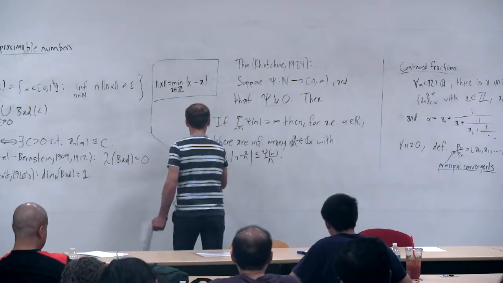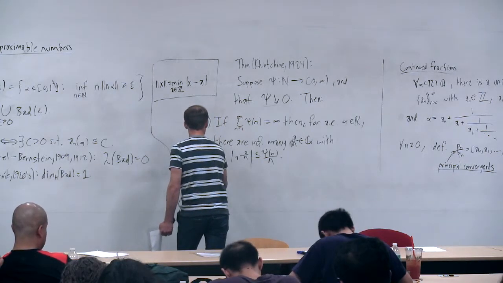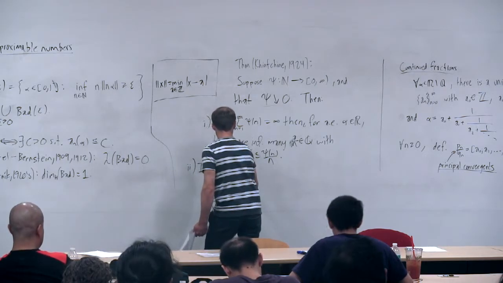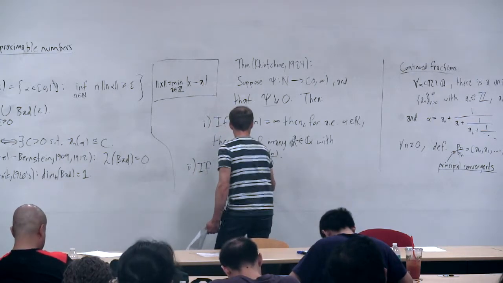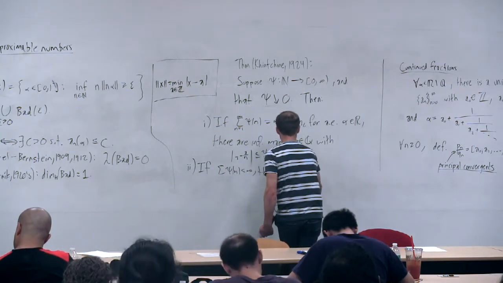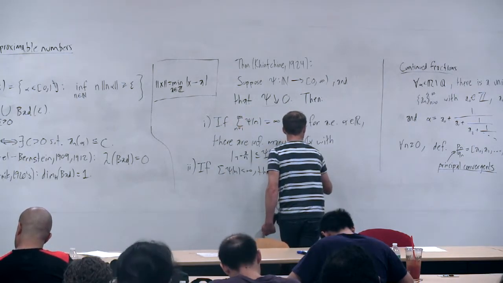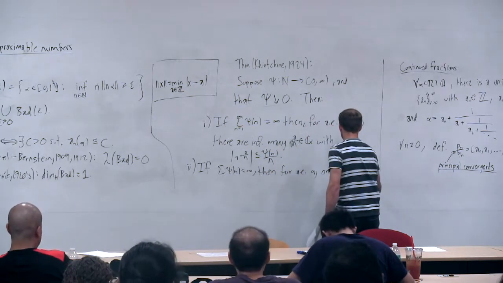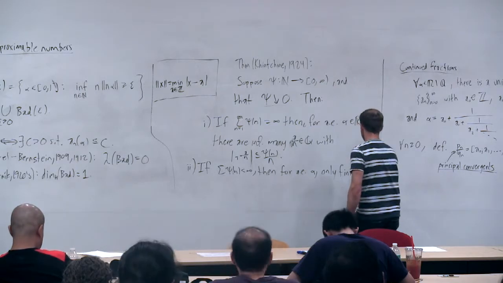Part 2. If the sum converges, then for almost every alpha, there are only finitely many solutions. Okay? Same sentence, but the conclusion is that there are only finitely many solutions.